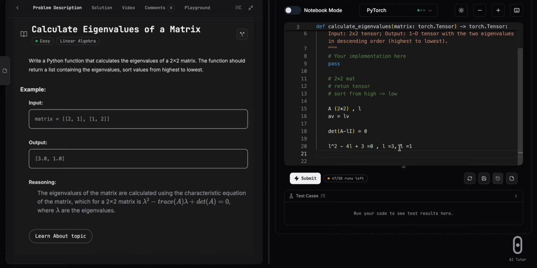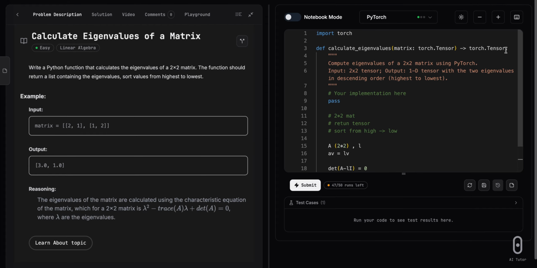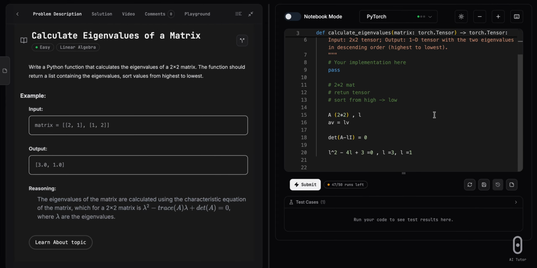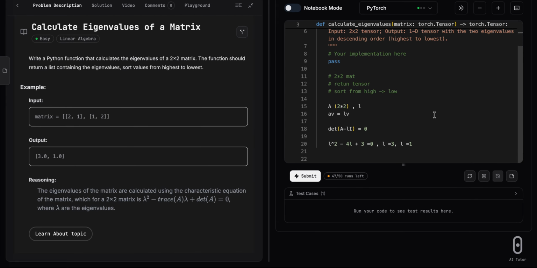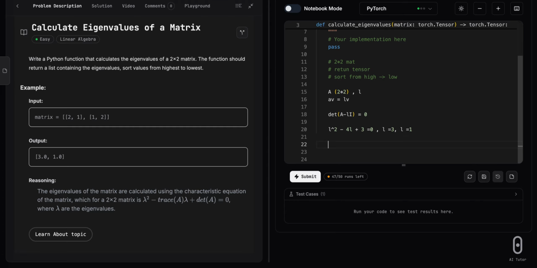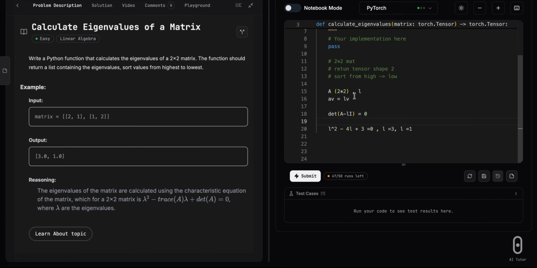Okay, and what should be the return type? Mostly the return type is the tensor, right? So we'll just return a 1D tensor of shape 2. I'll just write here shape 2, and the eigenvalues will be sorted.